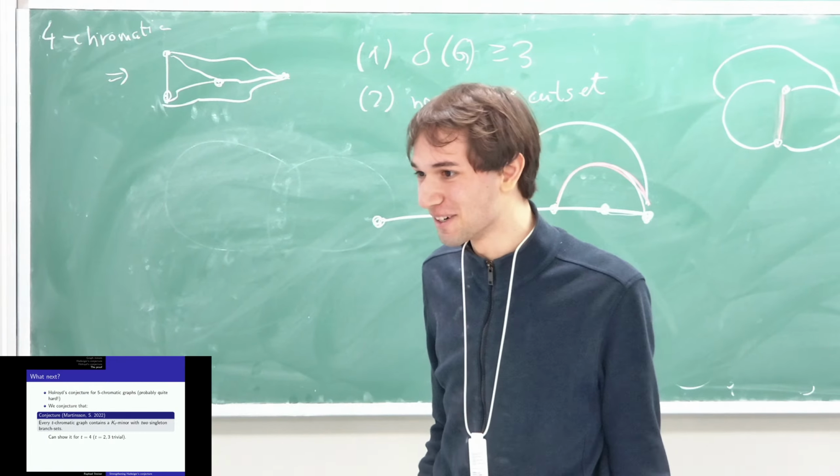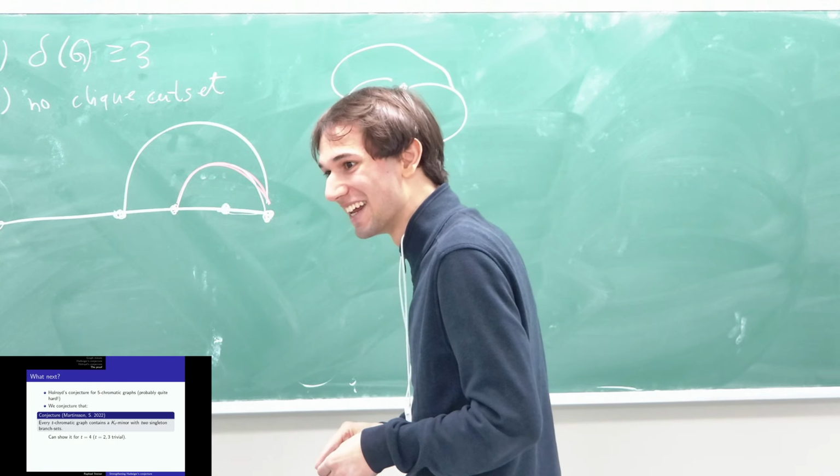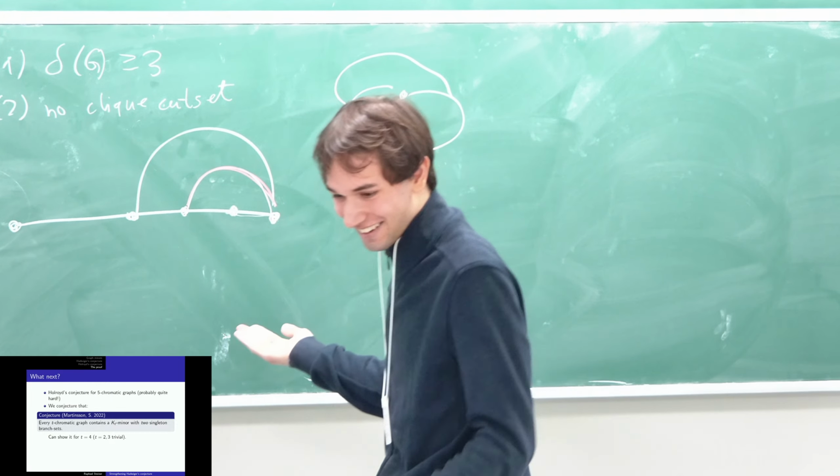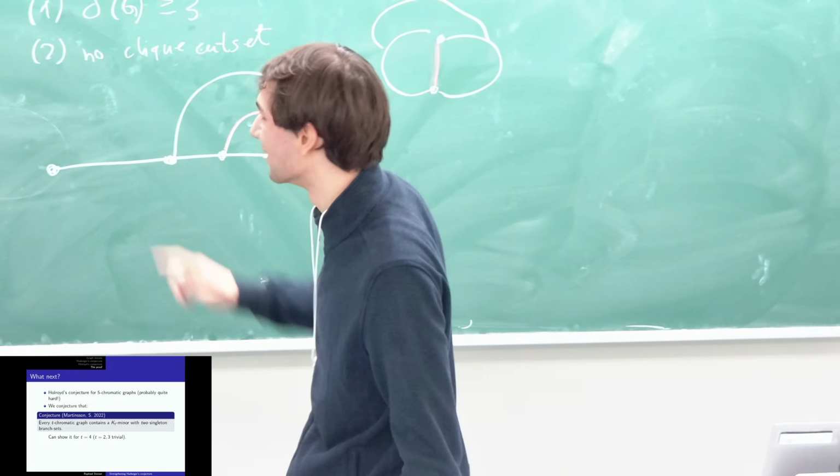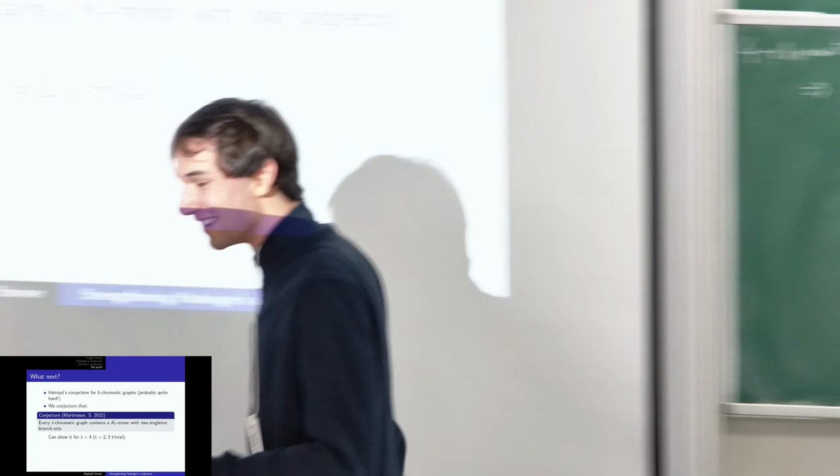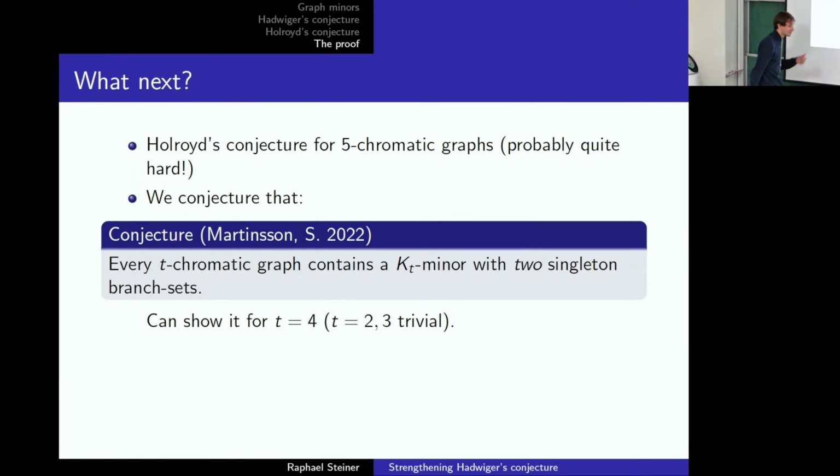Have you ever seen a shorter proof for the fact that 4-chromatic graphs contain a K4 subdivision? And it proves a stronger statement. I've never seen this, it's very strange. Okay, whatever. Yeah, that's it. So that's true for t equals 4. For t equals 5, we don't know. We just get one singleton. We don't get two.